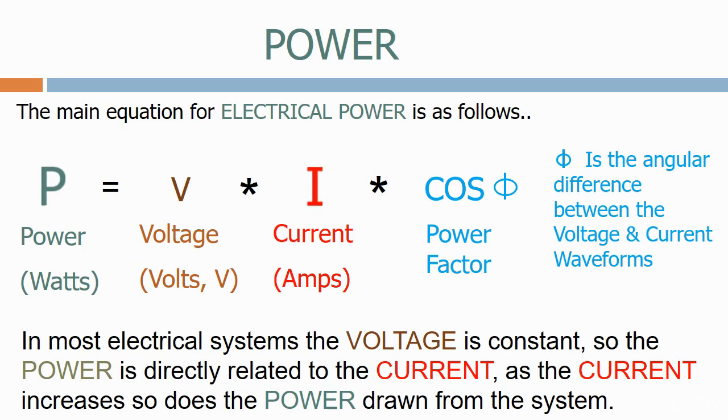In most electrical systems the voltage is constant, so the power is directly related to the current. As the current increases, so does the power drawn from the system.